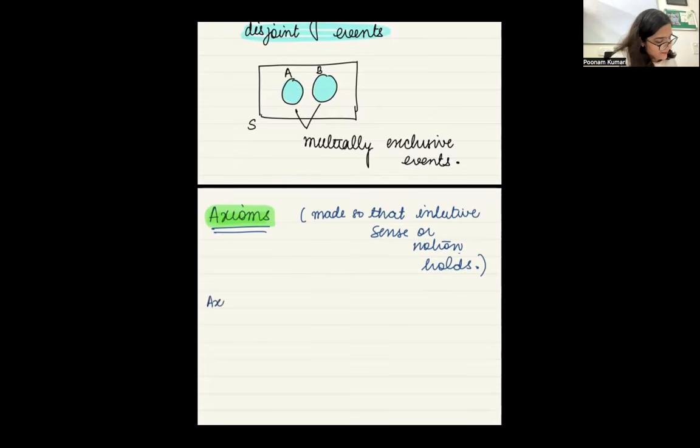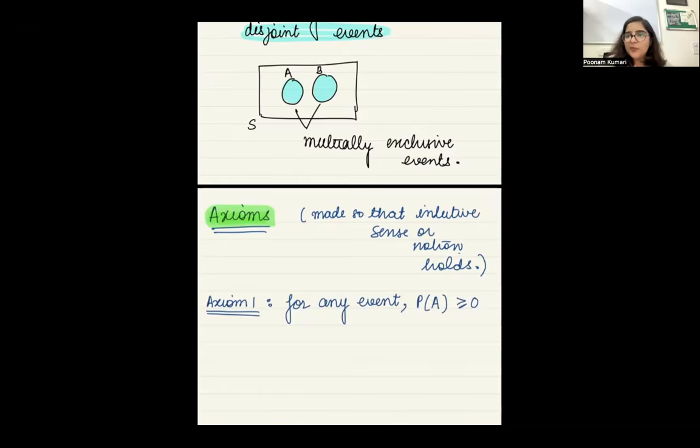Axiom 1. Whatever experiment you are doing, you will get multiple events, right? So the first axiom is, for any event A, the probability of that event A is going to be greater than or equal to 0. Whatever event you have, its probability has to be greater than or equal to 0. No event can have a negative probability attached to it. Okay, this is my first axiom. Is that fine?